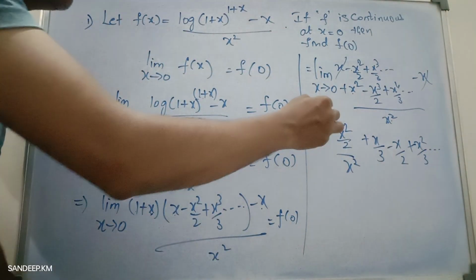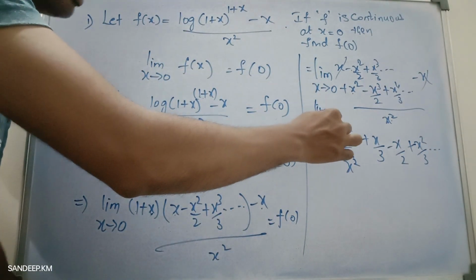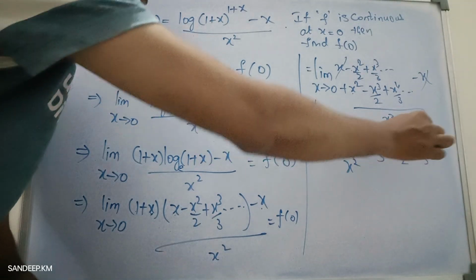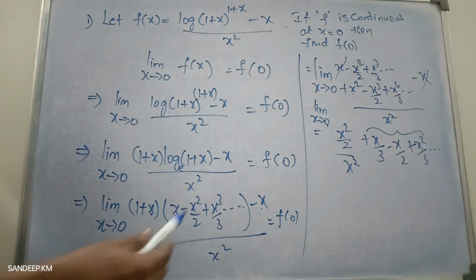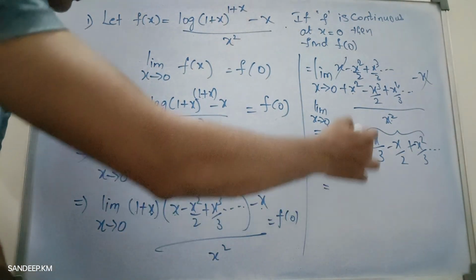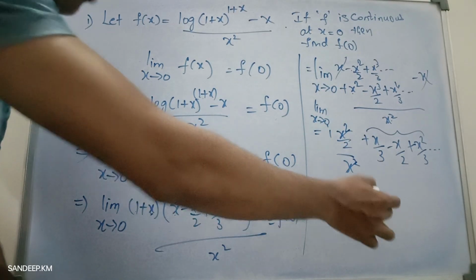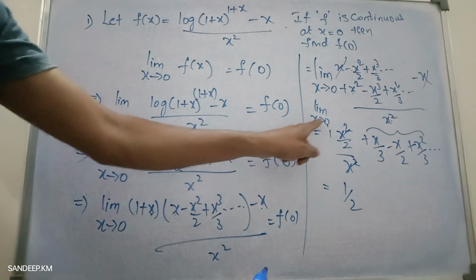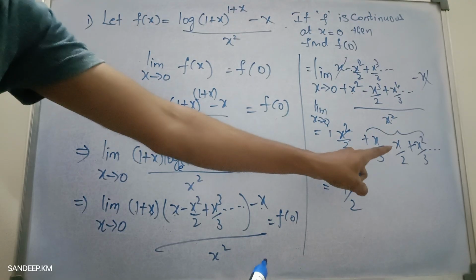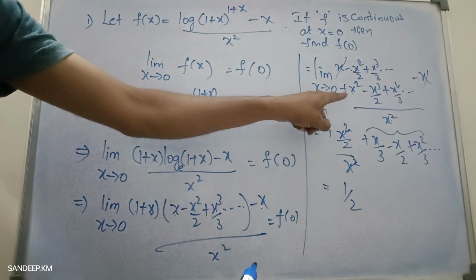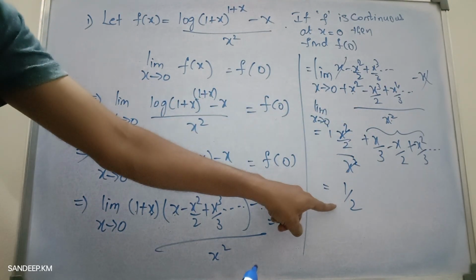As I told you, when I substitute x as 0, all these terms become 0. Here x square is 0 and x square is 0, so we get 1 by 2 as the answer. I will substitute x as 0, correct or not? So that is the reason I told that I can write the answer directly from here to here. So what I will write?